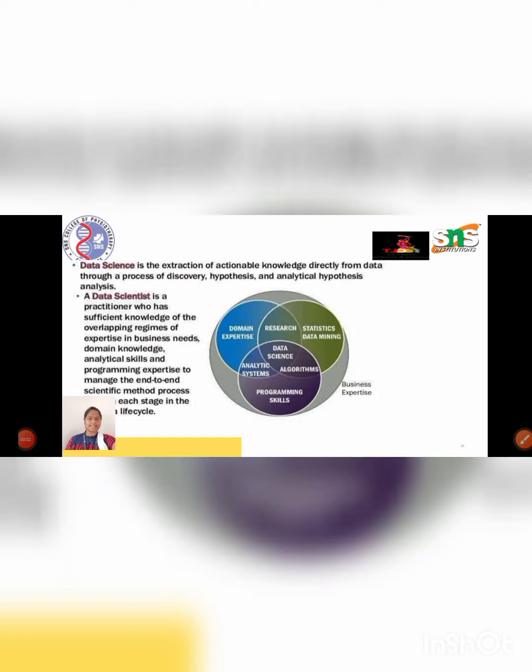Data science. Data science is the extraction of actionable knowledge directly from data through a process of discovery, hypothesis, and analytic hypothesis analysis. A data scientist is the practitioner who has sufficient knowledge of the overlapping regimes of expertise in business needs, domain knowledge, analytic skills, and programming expertise to manage the end-to-end scientific method process.